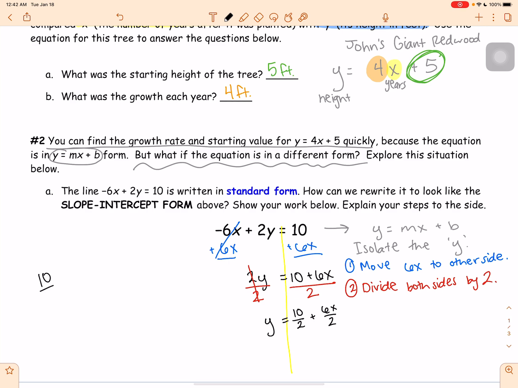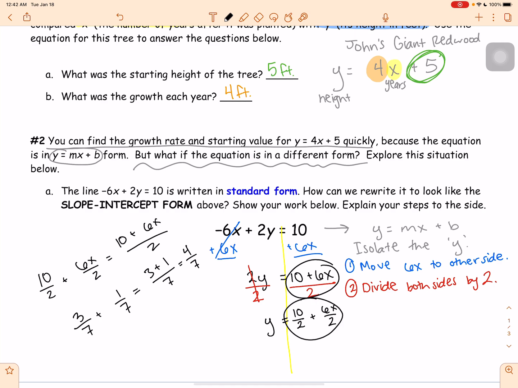So if I had 10 over 2 plus 6x over 2, I could rewrite that like this because they have a common denominator. Just like if I had 3/7 plus 1/7, they have a common denominator, so I can rewrite that fraction like this, which would give me 4/7. So that's important to recognize how you can switch between these two because of a common denominator.